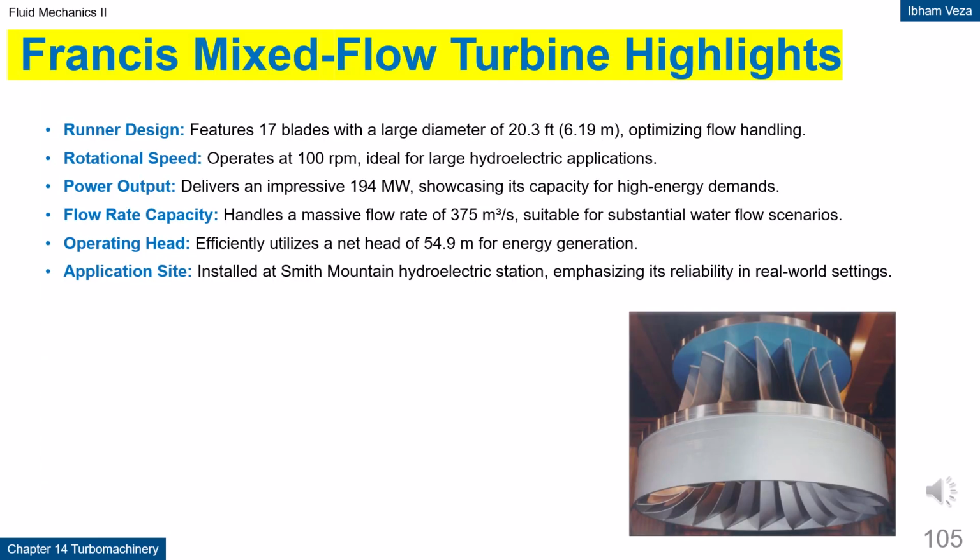Francis mixed flow turbine highlights. This Francis mixed flow turbine shows how radial and axial flow are combined in one runner design. With a large diameter and relatively low rotational speed, it is suitable for large-scale hydroelectric power plants. The very high power output indicates efficient conversion of water energy into mechanical energy. The large flow rate confirms that this design is intended for rivers or dams with high discharge capacity. This example illustrates the trade-off between head, flow rate, and machine size.